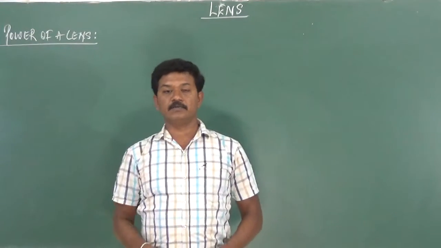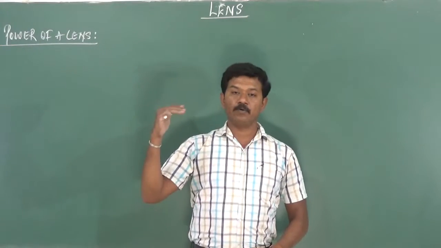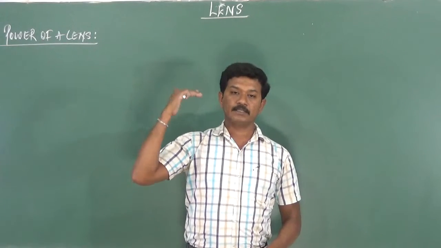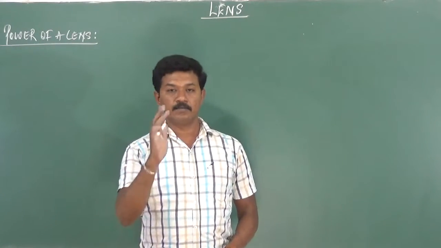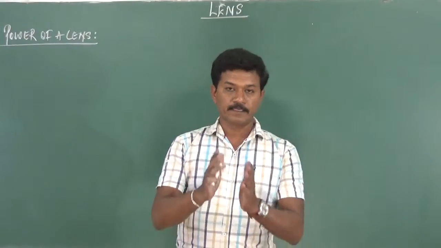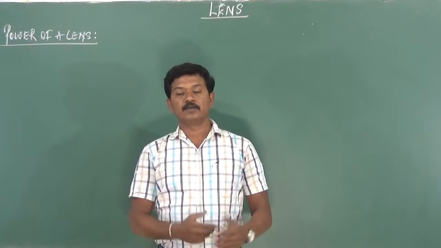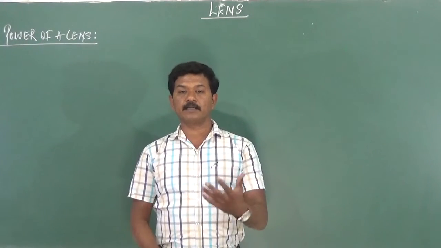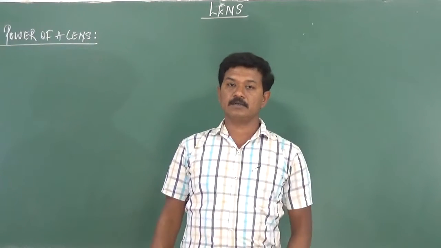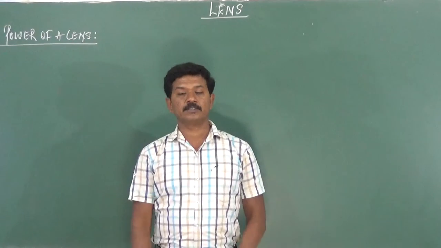If the image is a virtual and erect image, it will be above the principal axis, therefore the size or height of the image is taken as positive again. So these are the sign conventions for lenses. Along with that, we came out with the magnification. It was a very important concept which we had discussed in the previous session.